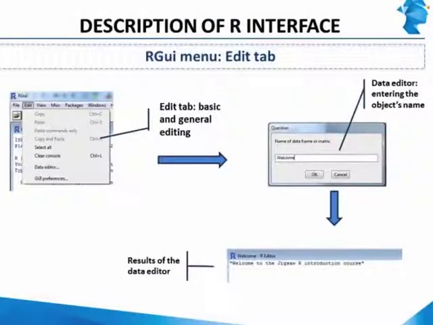So this is essentially the file tab. The next tab is the edit tab. This is fairly limited in terms of what it can do. It enables the users to perform the usual editing operations such as copy, paste or clear instructions.